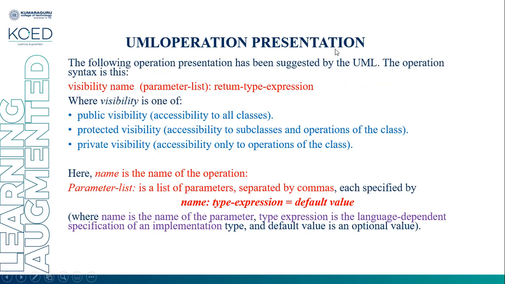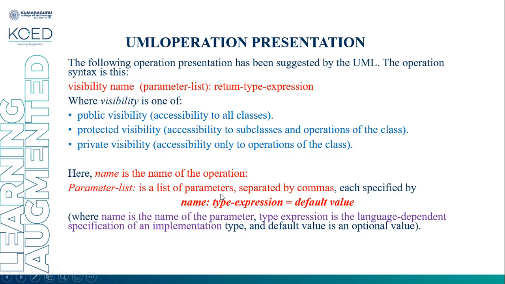UML operation representation. The following operation representation has been suggested by the UML. The operation syntax is visibility, name of the method, parameter list, and return type. Visibility means public, accessible to all classes; protected, accessible to subclasses and operations of the class; private, accessible only to the operations of the class. Here, name stands for the name of the operation.